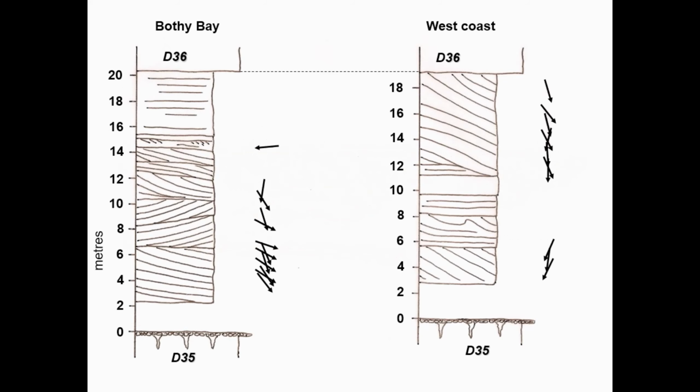So looking at the two sections again, you can see at the top right hand we've got these really thick mega foresets, but they don't exist in Bothy Bay 800 metres away on the left. It's almost as if we've got a sort of bank margin situation on the right, whereas a bank top situation on the left. So quite a complex paleogeography going on here.